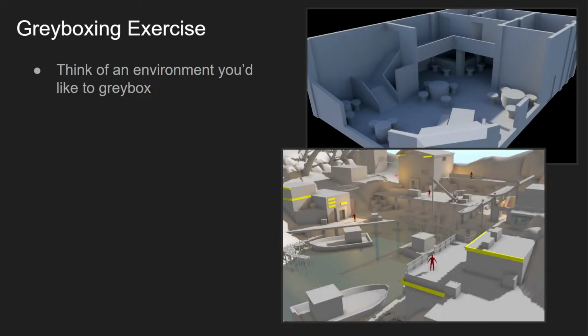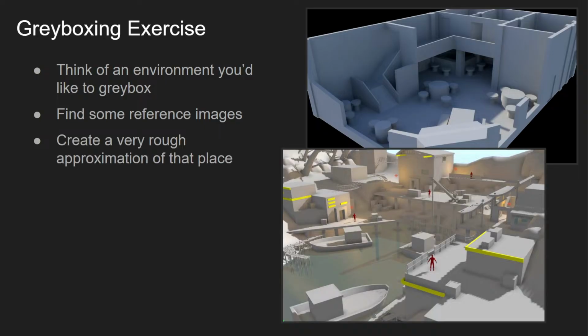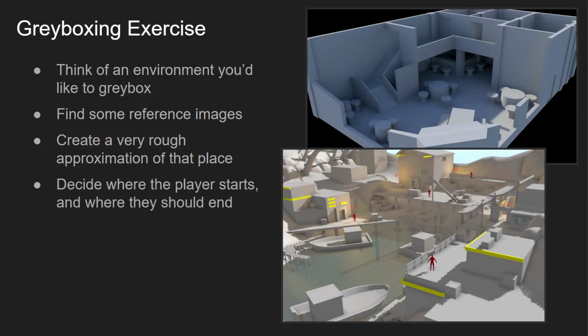So what I'd like you to try for the next class is to actually think of an environment that you would create, find some reference images. It doesn't have to be that you're going to create exactly what the reference is, but it just gives you an idea of like what you might be building. Create a very rough approximation. This can be an interior or an exterior.